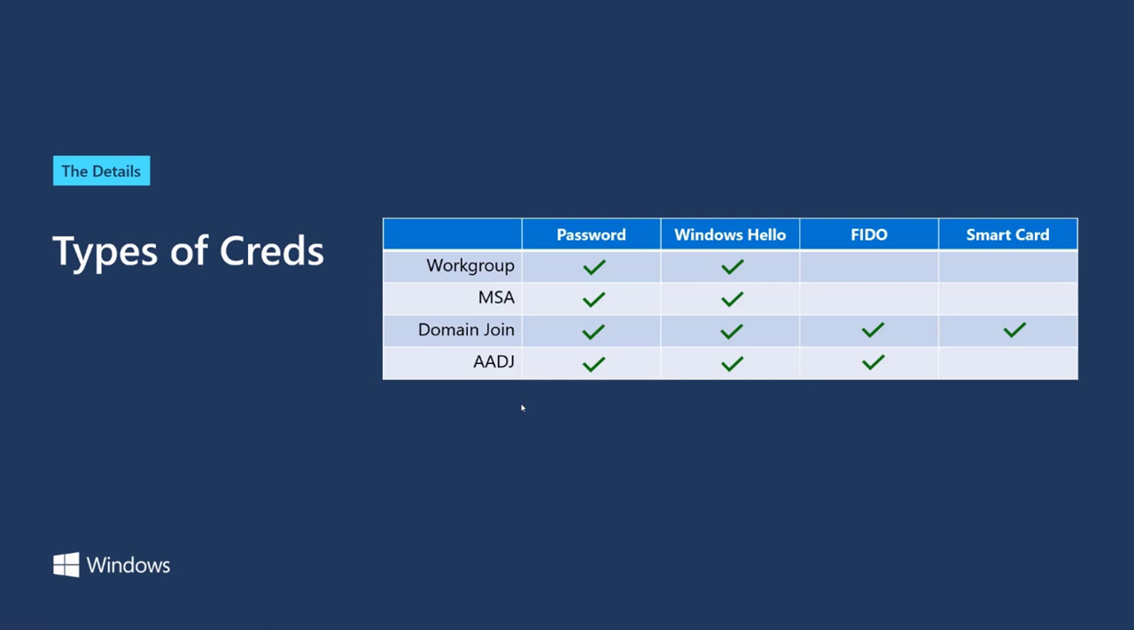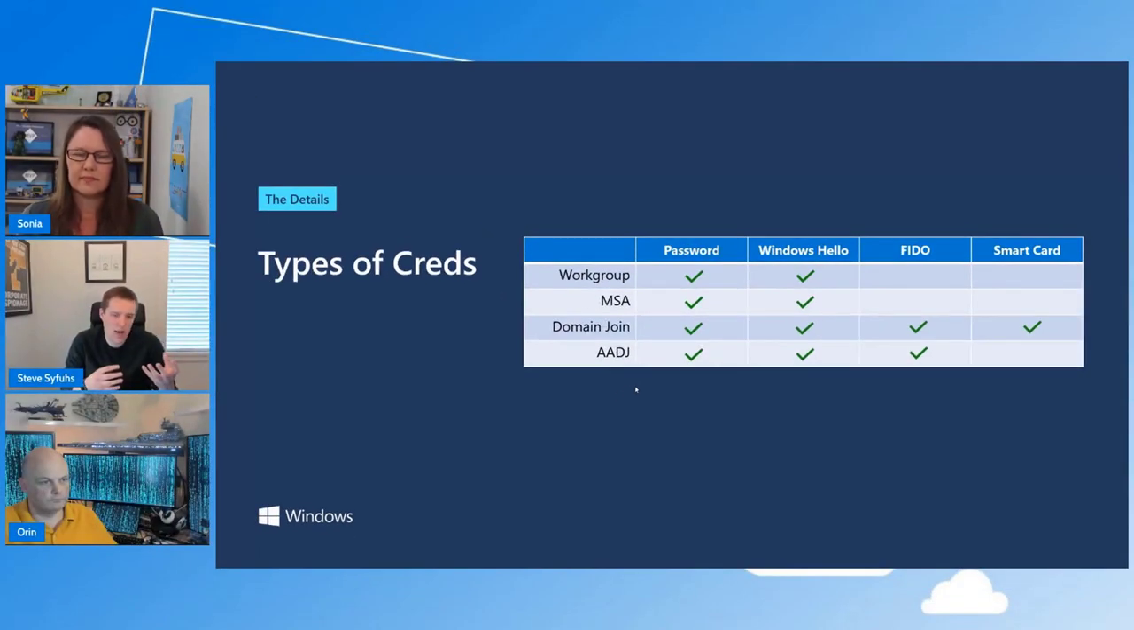And the way that you use these credentials is dependent on the type of authority that you have for this machine. If it's a workgroup machine, you basically have password and Windows Hello. And Windows Hello on a workgroup machine is not fundamentally how it works with Domain Join or Azure AD, but it still uses the biometrics with the PIN. And then you have your Microsoft account, which is very similar. It uses your password and Windows Hello, but the authority is Microsoft Windows Live Services. And then Domain Join, which supports password, Windows Hello, FIDO, and Smart Card. And then Azure Active Directory Join, which supports password, Windows Hello, and FIDO.